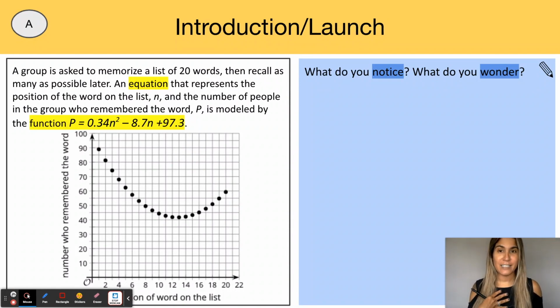One thing that I like to do when you're noticing and wondering about things is to annotate them. As you see here, I've already marked the word equation, and this is the function that represents this equation. Therefore, what can I say about this function?